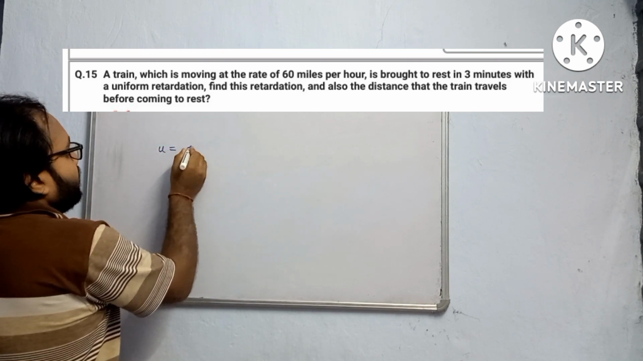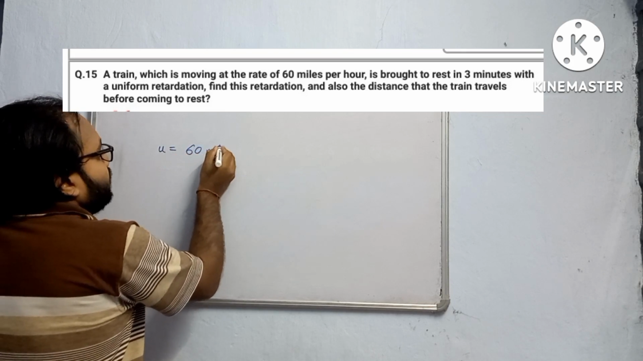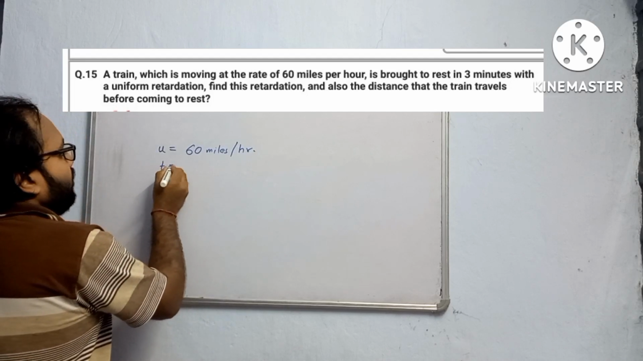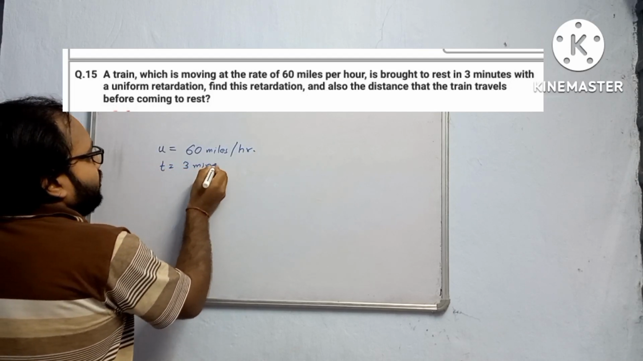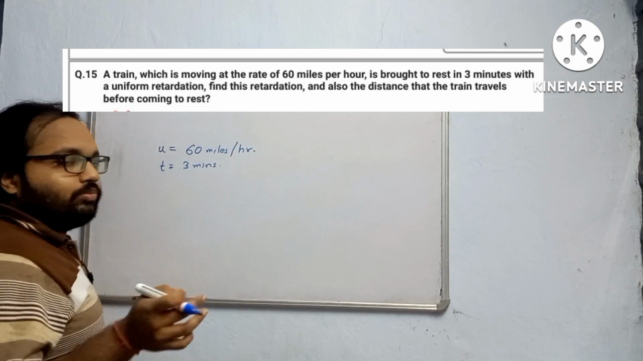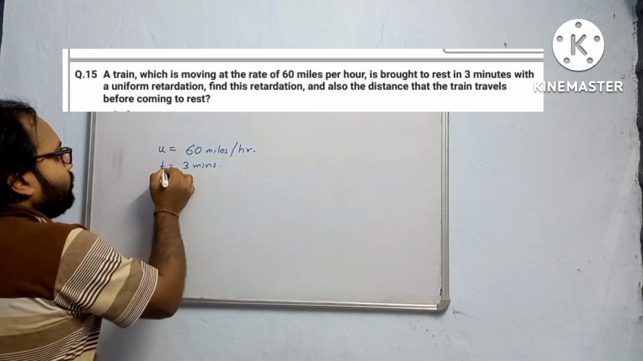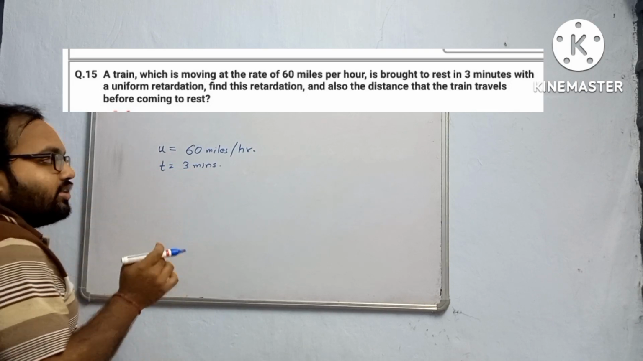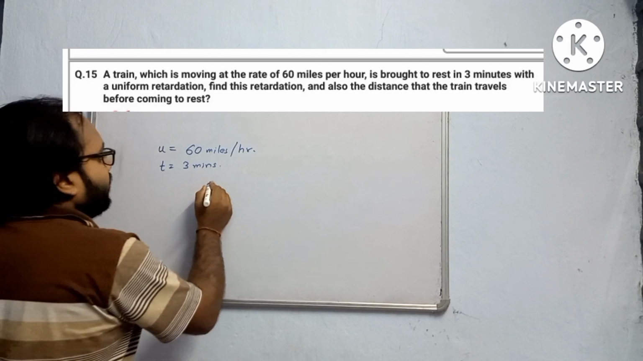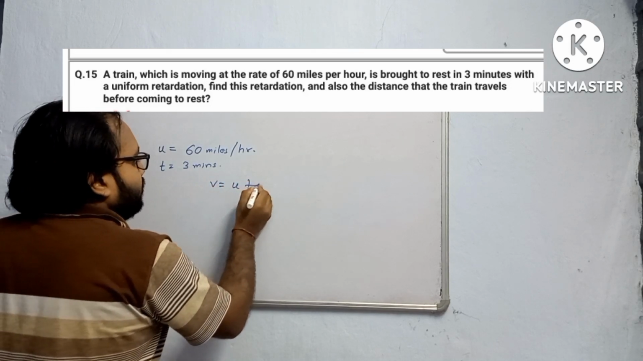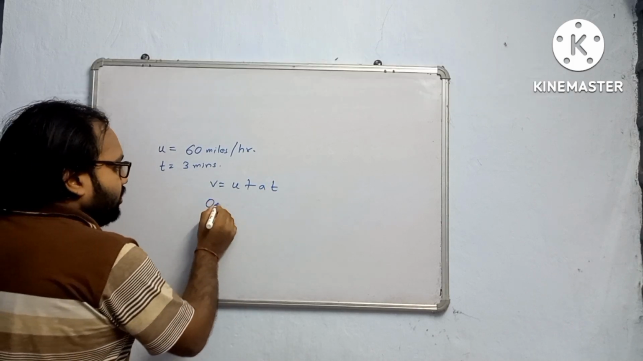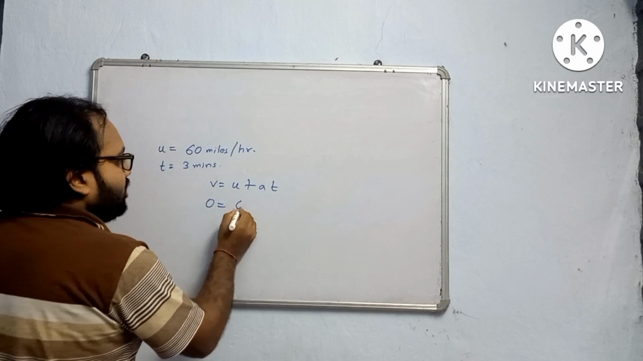Initial velocity 60 miles per hour, time taken is 3 minutes. We have to find retardation. Out of the 3 equations of motion that I have told you, the one where u, t and retardation we can get is v is equal to u plus at. Here you can get retardation. Final velocity, it is brought to rest, 0, is equal to u, 60 miles per hour.